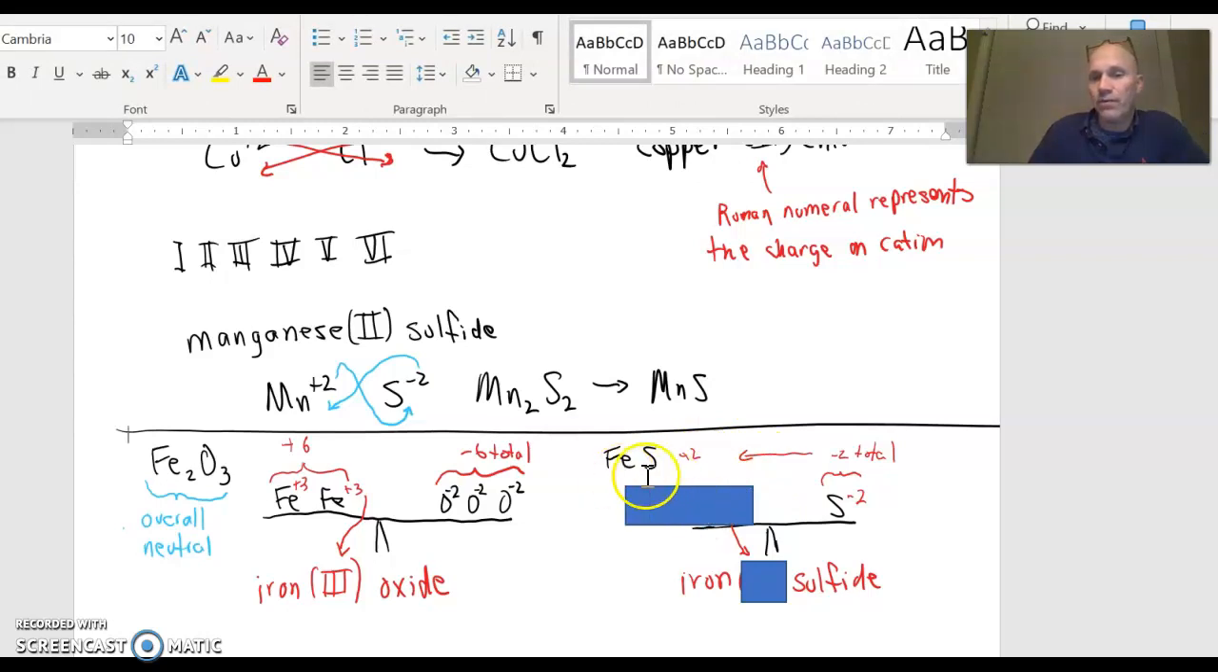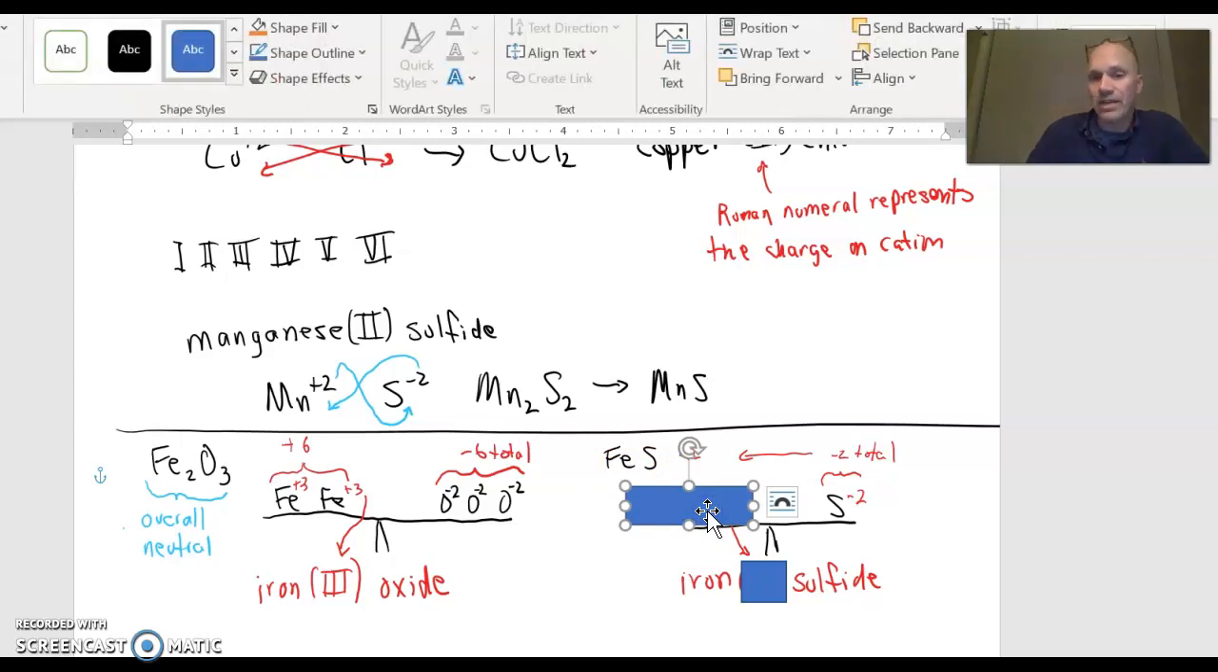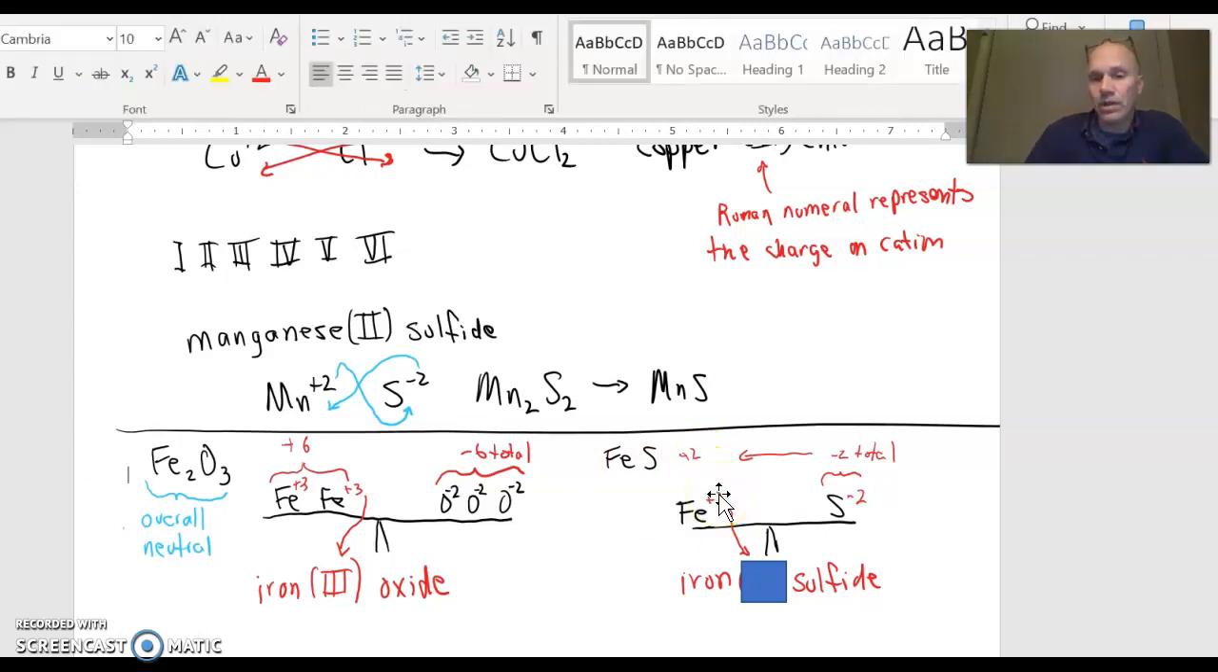And if you look at the formula, can this iron atom right here split the bill, or does it have to pay the whole bill? Well, if there's only one atom that's got to come up with that total, it has to come up with the entire charge that's required. If there were 2 atoms here, they could split that and they would each be +1. So again, that charge right there determines the Roman numeral. So that would be iron(II) sulfide.